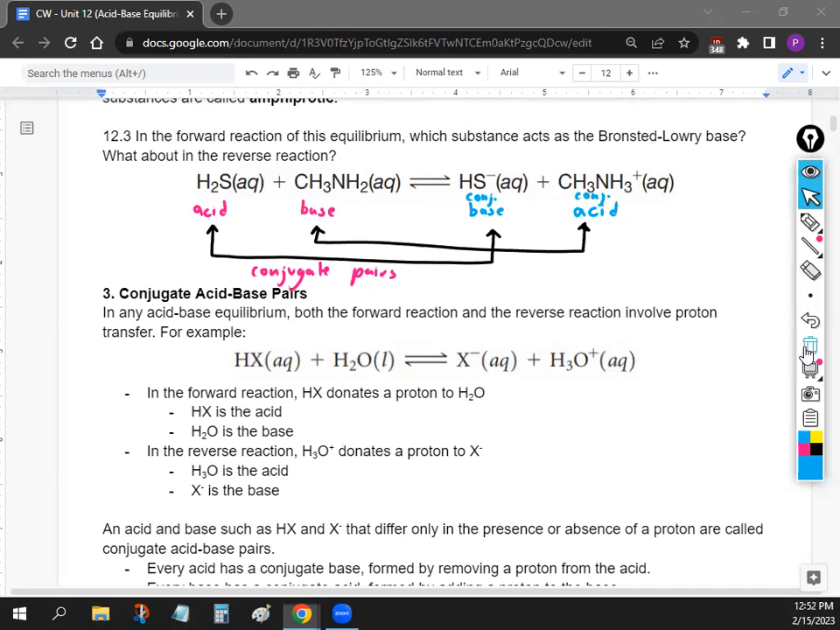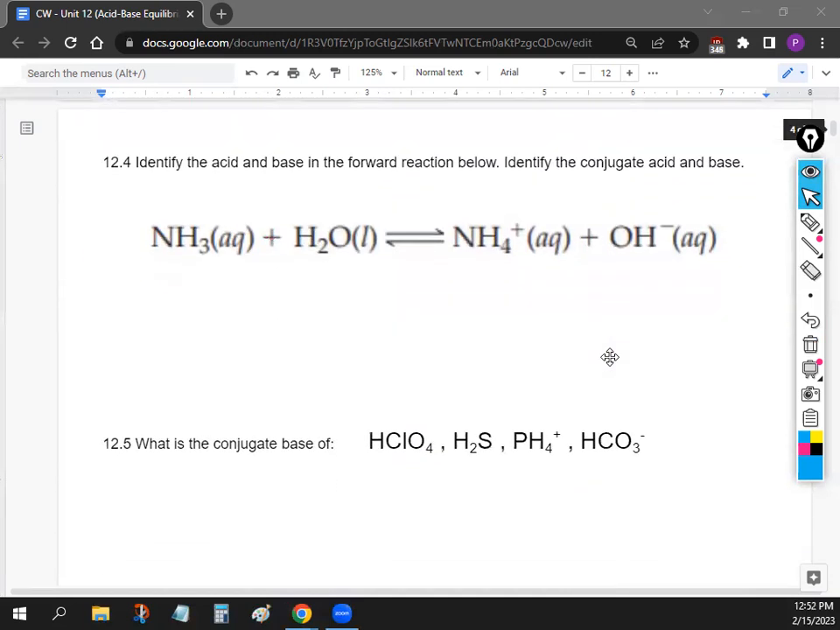Okay, if it's so easy, let's try a problem. I'm going to give you about 2 minutes to try 12.4. If you want to try 12.5, I think you can do it, but we'll go over it in a second. Take about 2 minutes, and at least try to get 12.4 down. You're trying to find the acid and its conjugate base, and the base and its conjugate acid.